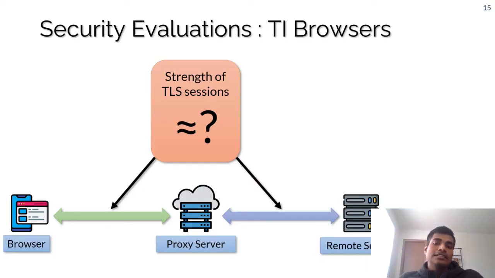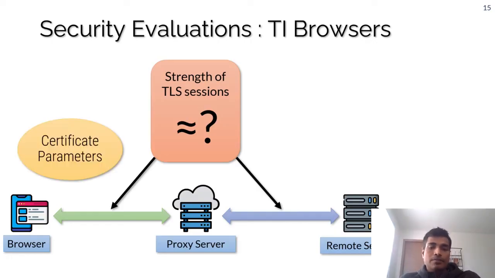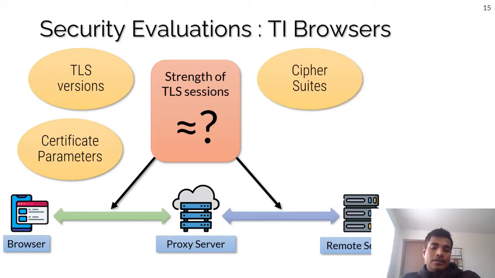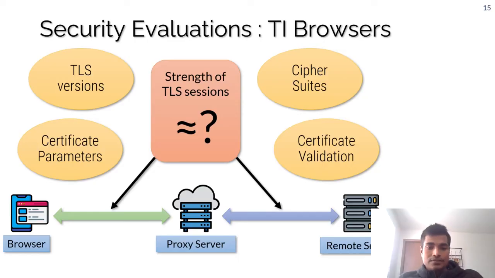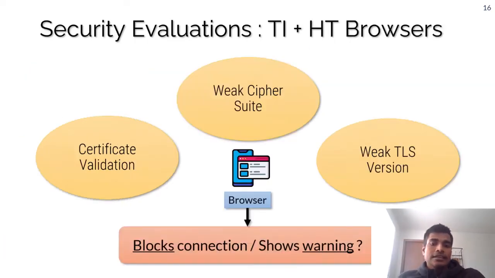Now, in case of TI browsers, or TLS interception browsers, we want to evaluate whether the strength of the TLS sessions on both sides of the proxy server are equivalent or not. To determine the strength of the TLS session, we consider four factors: certificate parameters such as signature hash algorithm or RSA key size, TLS versions, cipher suite quality, and the proxy server's certificate validation process. In addition, we also evaluate the browser's behavior when the proxy server or remote server presents a vulnerable certificate chain, a weak cipher suite, or a weak TLS version to the browser.